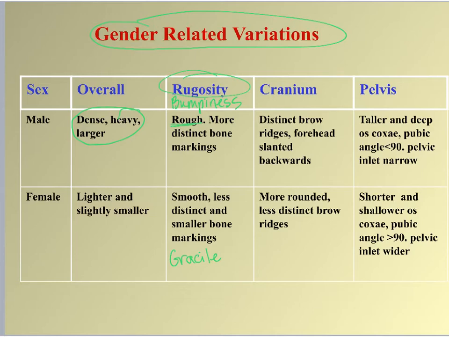We see differences in the cranium as well, in the skull. So men tend to have a more distinct brow ridge. So you can feel along your eyebrows, you can feel that brow ridge right underneath your eyebrows.